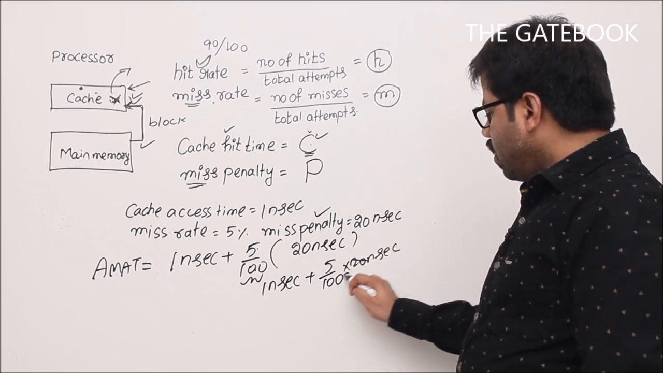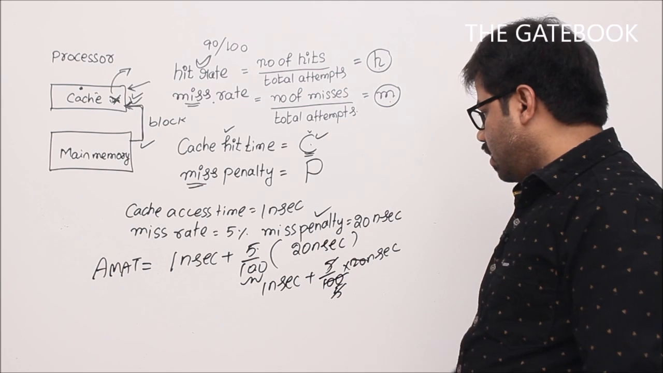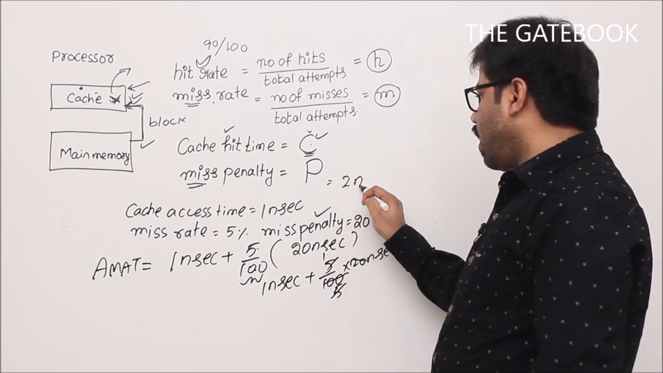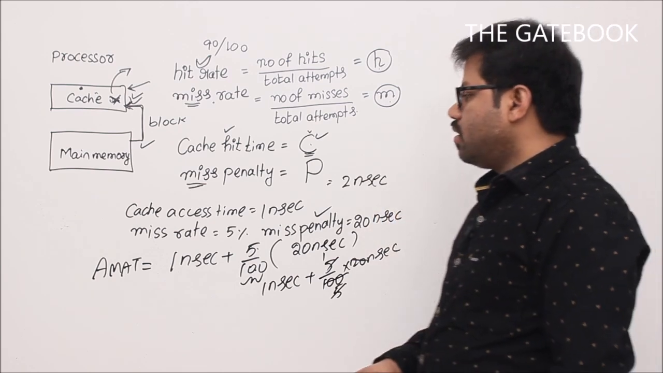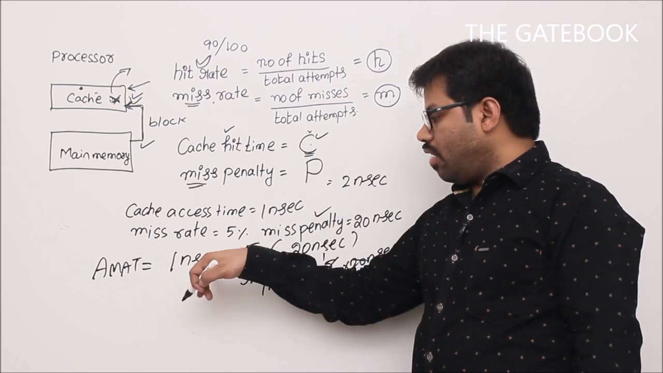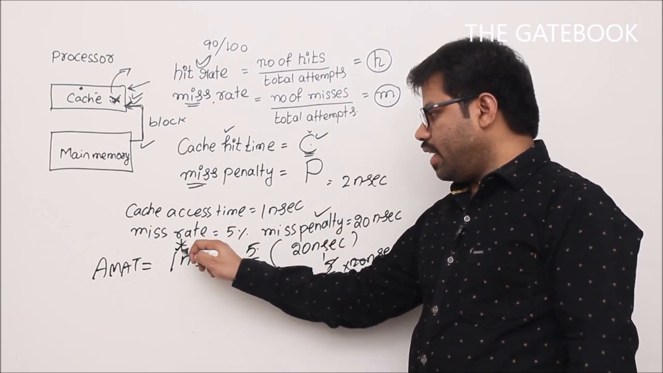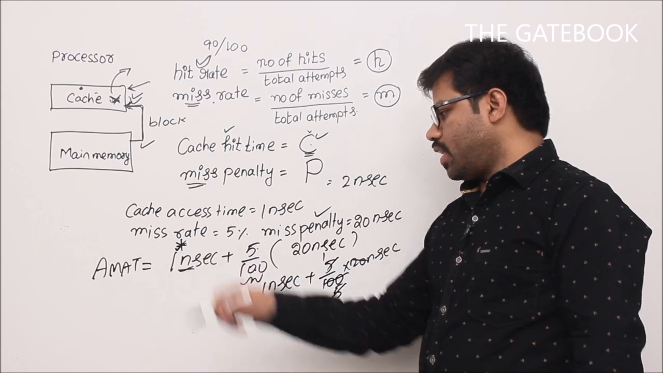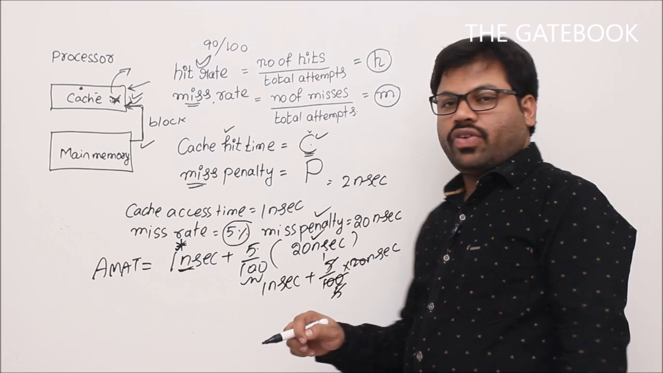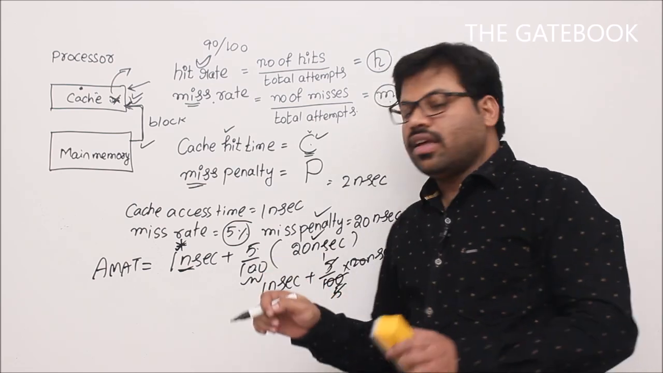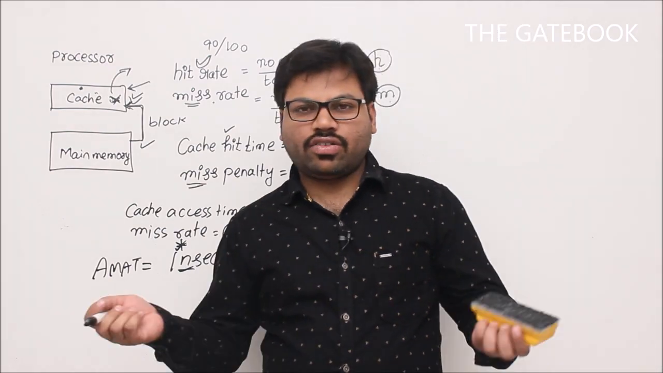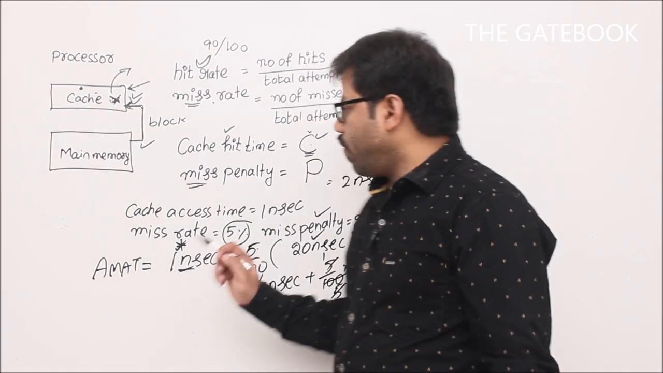So 5 into 20 is 100, the 5 gets cancelled, then you get 1 nanosecond. 1 plus 1, 2 nanoseconds. So finally the answer is 2 nanoseconds. That means your access time has been doubled. If there is only cache, if you always get the data in the cache, it's only 1 nanosecond. Because of the miss rate of 5%, you have an extra burden of 20 nanoseconds, but only rarely. That's why the effect of that is only 1 nanosecond. That's why 2 nanoseconds. In that way, you can answer this kind of question.